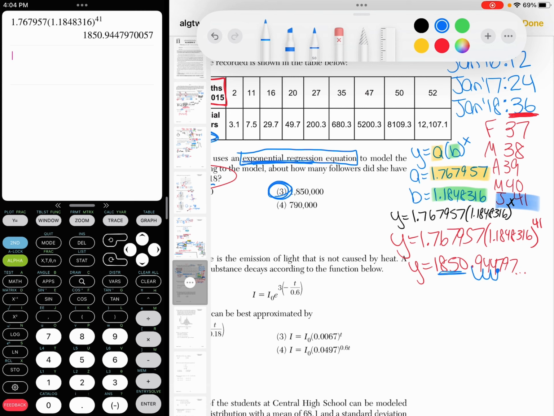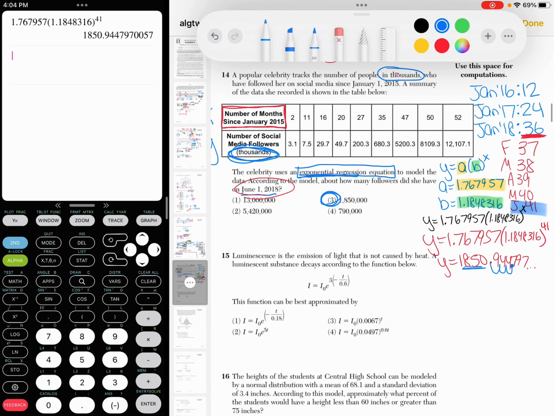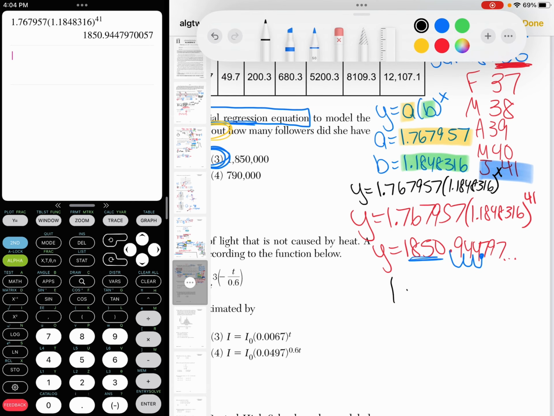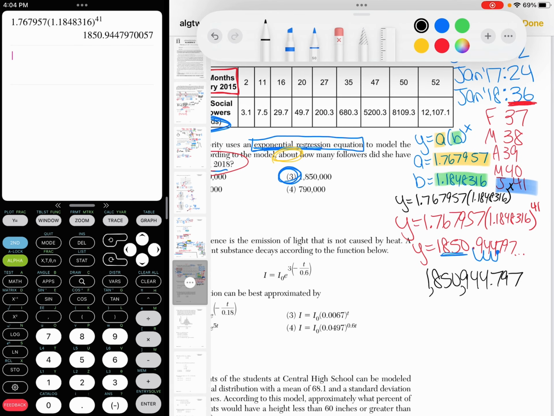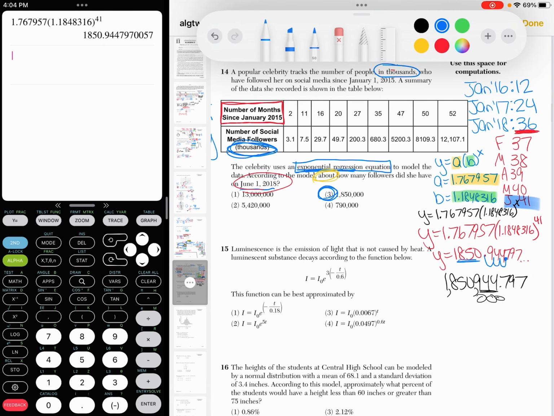So when I put it over 3 spots, it is rounded, but it does say in the directions about how many followers did she have. We are really accurate over here with our 1850,944.797. The answer does not have that, but if you look, it just changed those 2 zeros, which is why it said about how many. So I guess I probably could have rounded since it did say about, but just to be careful, I used the whole decimal. So quite a long question. You had to do the regression to come up with the equation first, and then plug the answer in. So a little bit tricky.